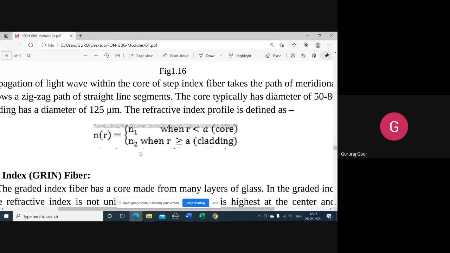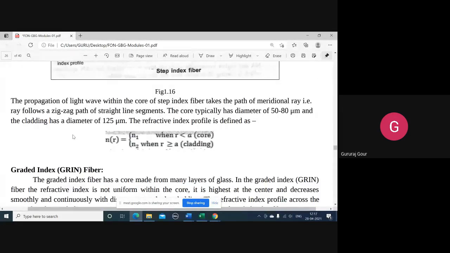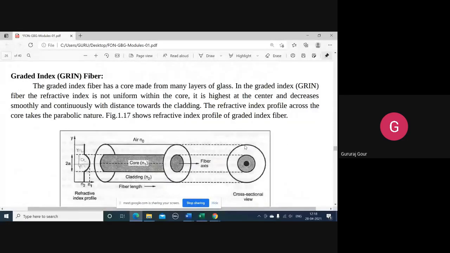Mathematically, how will we write it? It helps to have the zigzag path for meridional rays to satisfy our optical fiber communication. Normally, the typical dimensions you should remember when you are going to explain are core diameters of 50 to 80 micrometers and cladding diameters up to 125 micrometers. So another type in context of this is the graded index fiber that is coming along with the step index.